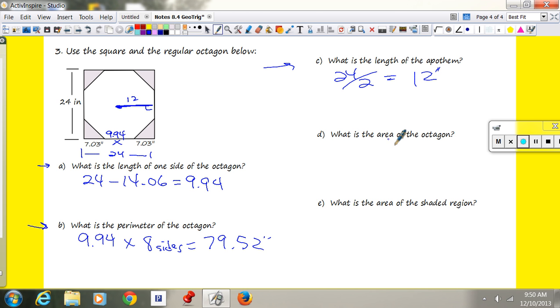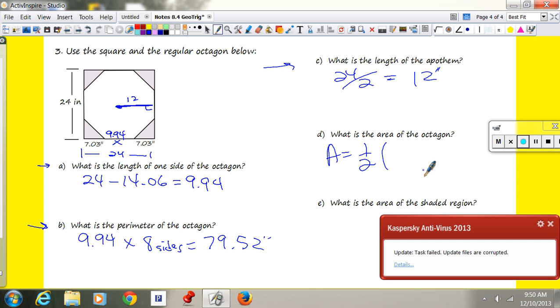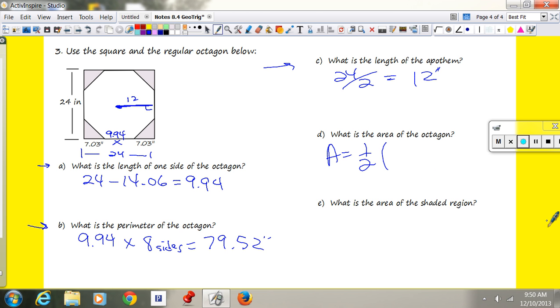So what's the area of the octagon? Area equals 1/2 times the apothem, which is 12, times the perimeter, which we found down here in letter B, 79.52. So that's 477.12 square inches. That's the area of the octagon, just the octagon. That's the white part.